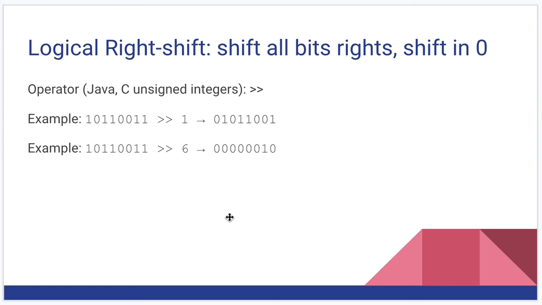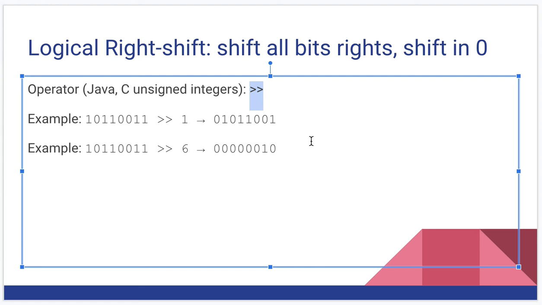We have what's called a logical right shift. This is to distinguish it from an arithmetic right shift, which we'll see in the next slide. In Java and C, for unsigned integers, it's represented by two greater than symbols right after each other. A logical right shift is just the analog of a left shift. So we move some bits over, we shift in zeros on the left-hand side. So if I take this expression and I shift it right, these bits are preserved. They move over one position, and we put a 0 on the left. If we took the same thing and shifted it by 6, we preserve these two. They get all the way over to the right, and we shift in 6 zeros on the left.